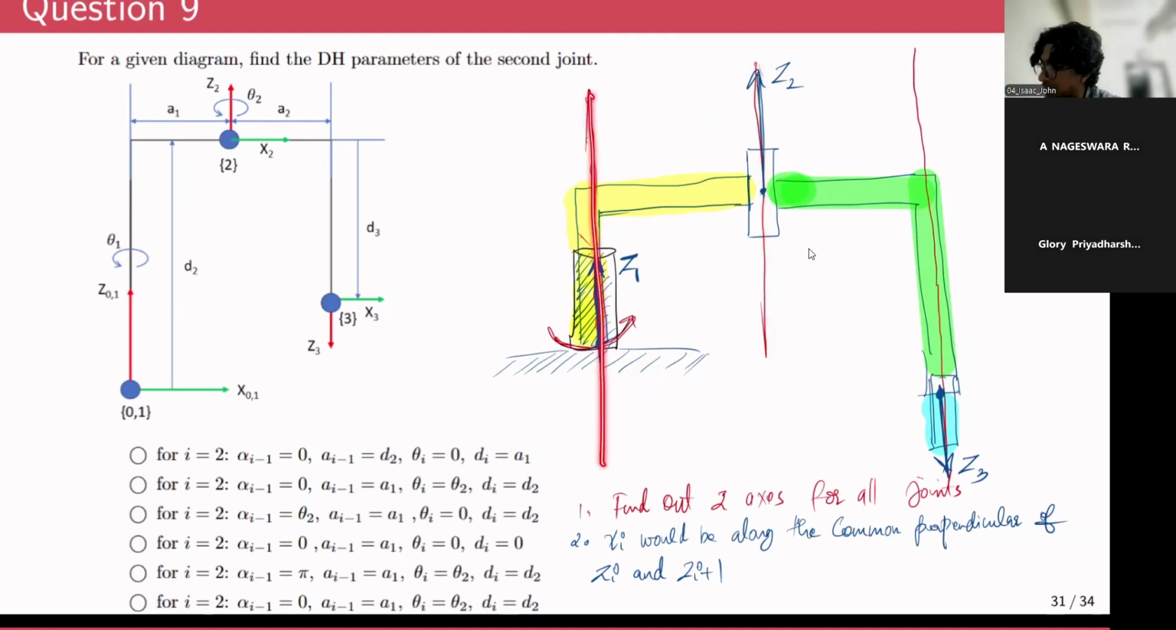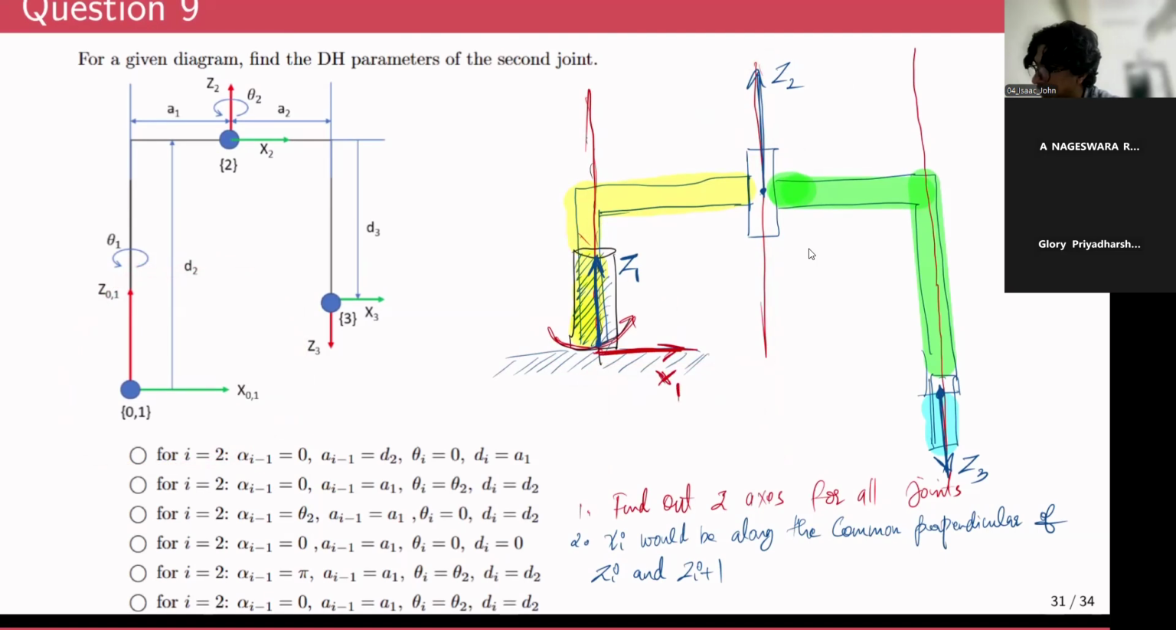This is the axis of z2. So the common perpendicular could be either this or a direction that is perpendicular to the plane of the ball. But just to be consistent with the notation of this textbook, we'll choose x1 to be along this direction. This will be my x1.